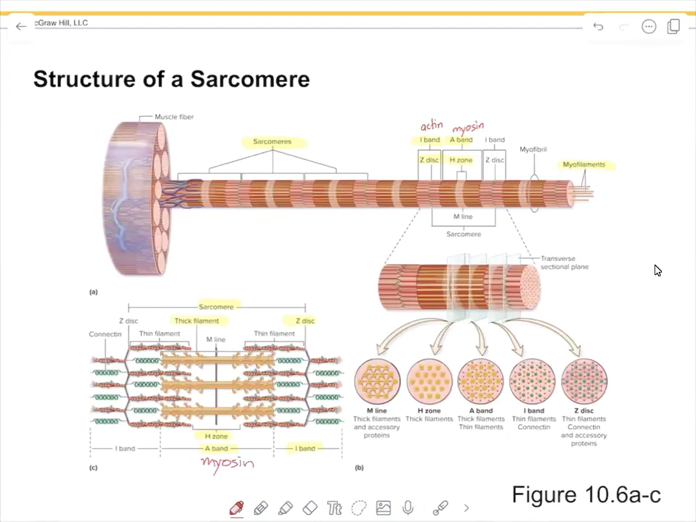And in the I band, it has light striations. And that is because only actin is actually going to be present. And the actin would be this red protein here, which you can see a little bit of it in the A band, and then the rest of it is in the I band.